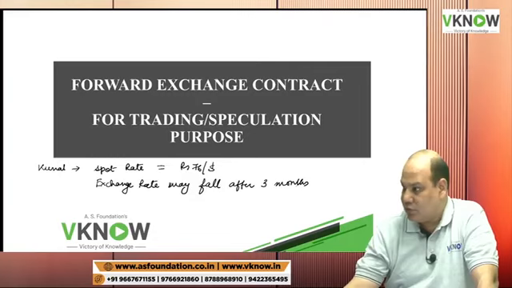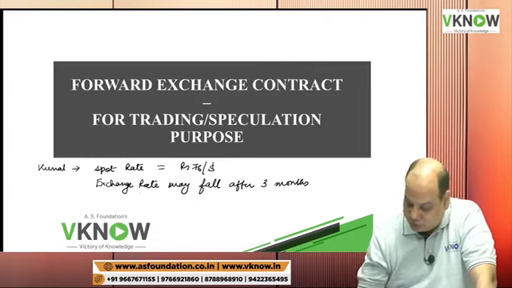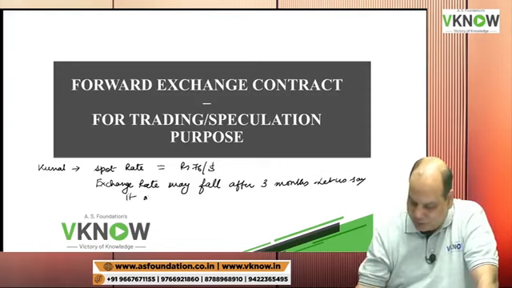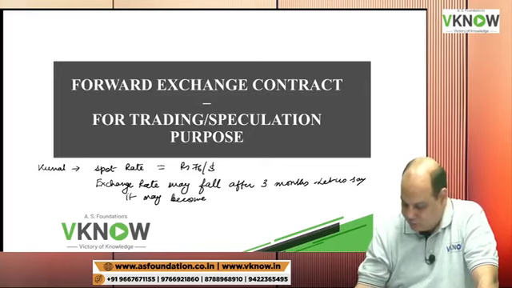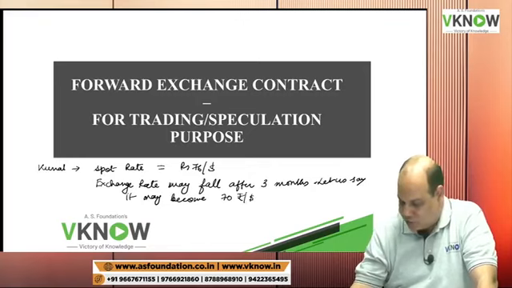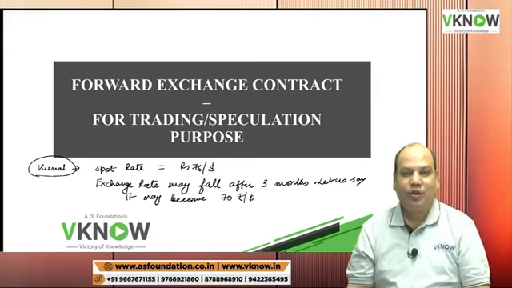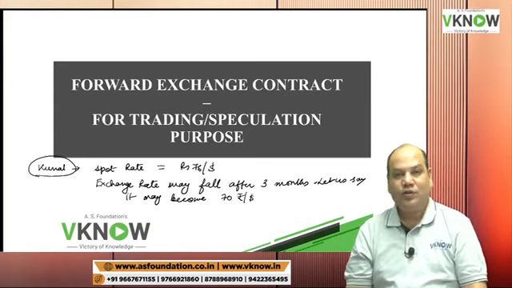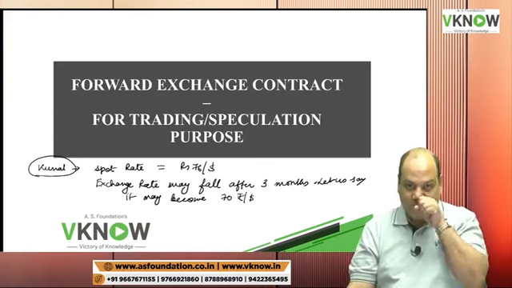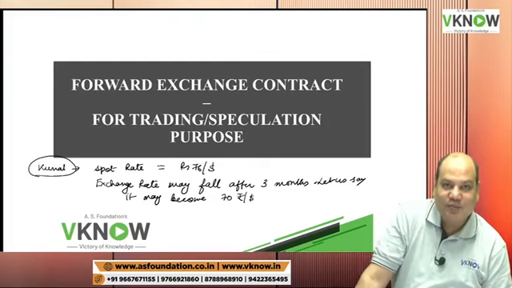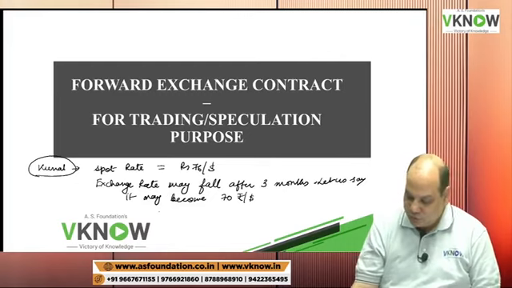Is it possible? Yes. Exchange rate may fall after 3 months. Let us say it may become 70 rupees after 3 months. This is what Kunal is thinking. What should Kunal do if he is expecting that the dollar rate will fall? This they will not explain in your institute's material or any book on this planet Earth. You have to listen to me only. Kunal is thinking that the dollar rate will fall to 70 rupees per dollar after 3 months. What should Kunal do?